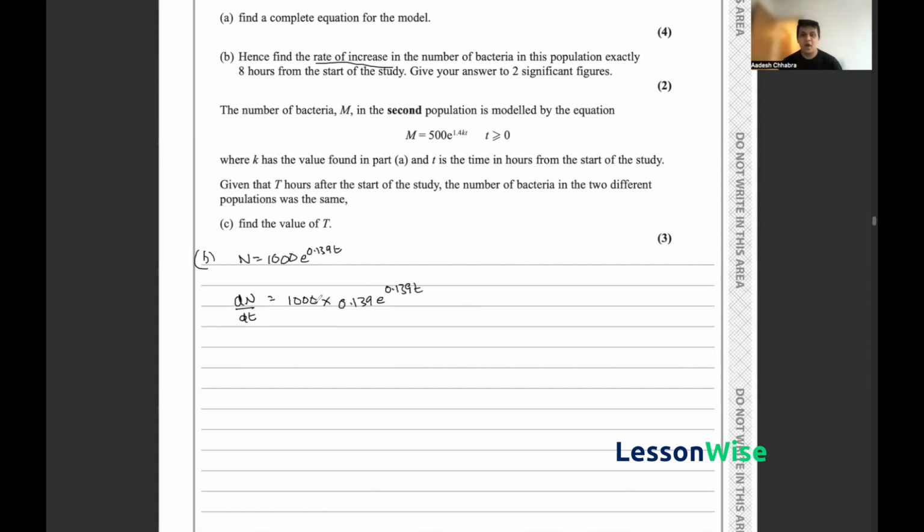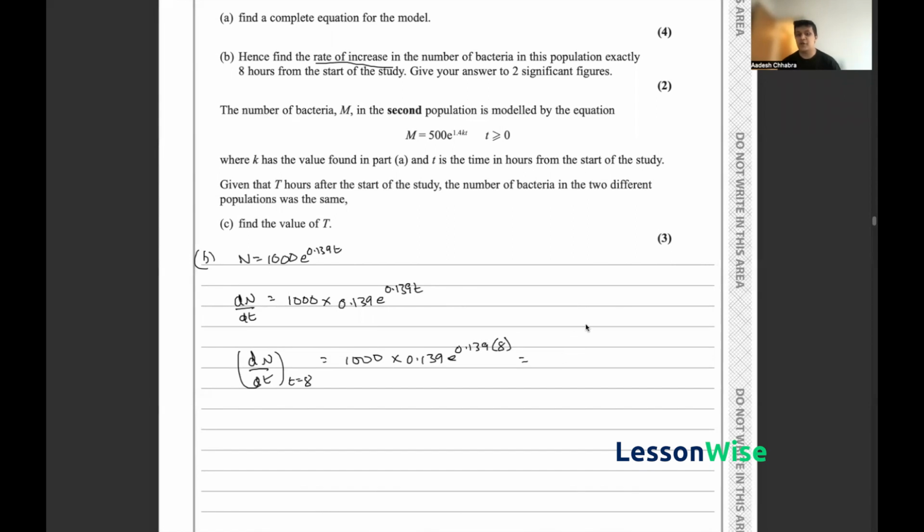So now we have this, we can go ahead and find out the value of this rate of change at a time of 8 hours. So all we have to do now is substitute t is equal to 8 into this equation. So that's 1,000 times 0.139 e to the power 0.139 times 8.